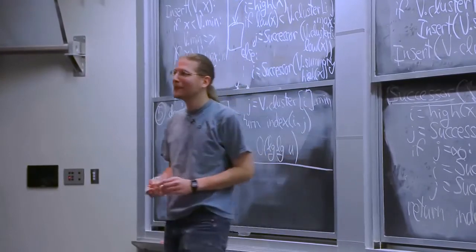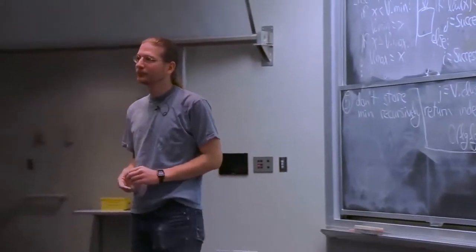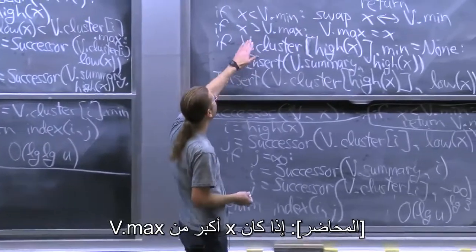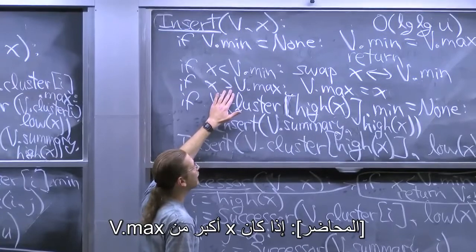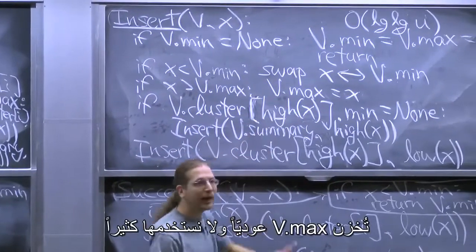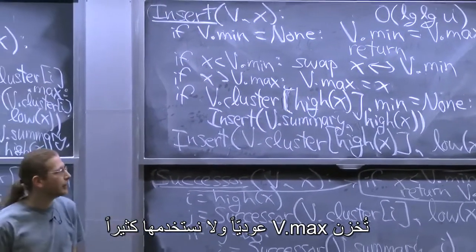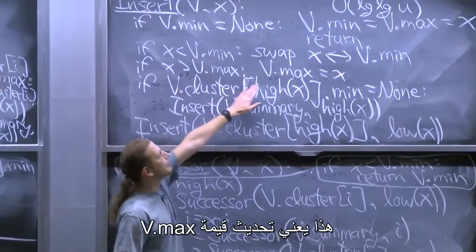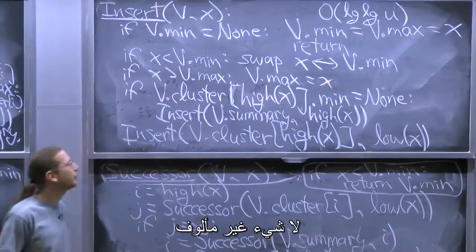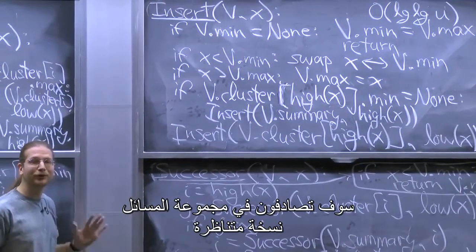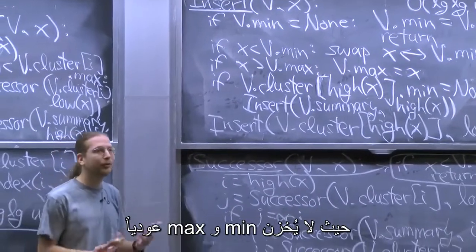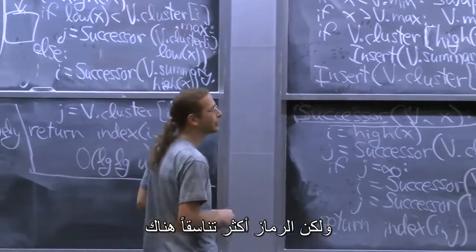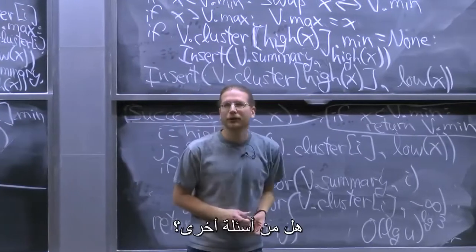Question? Before that, if x is greater than v.max, do you have to swap x with v.max? If x is greater than v.max, I'm just going to update v.max. v.max is stored recursively. We're not doing anything fancy with v.max. And we had, at some point, a similar line. So this is just updating v.max. Nothing special there. In your problem set, you'll look at a more symmetric version where you don't recursively store min and max. It works about the same, but in some ways, the code is actually prettier. So you'll get to do that. Other questions?